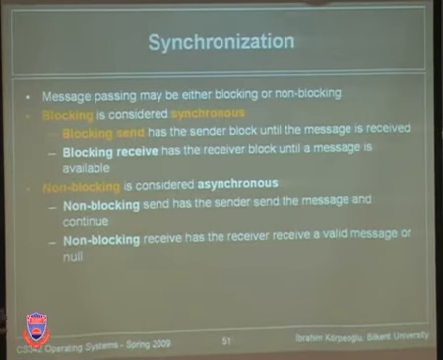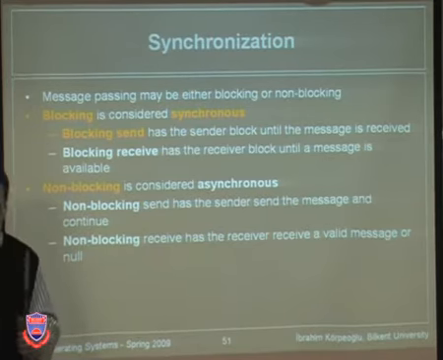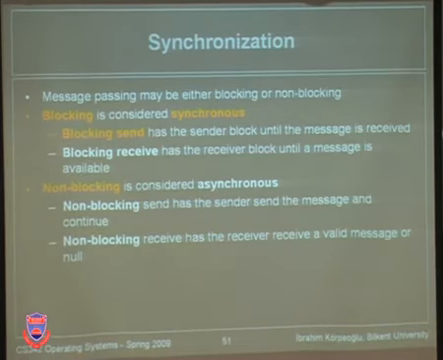Blocking is considered synchronous, and it means this. A blocking send operation means that you perform a send operation as a process, you would like to send something to the receiver, and you will block until the message is successfully sent to the receiver. That means the receiver has received the message.